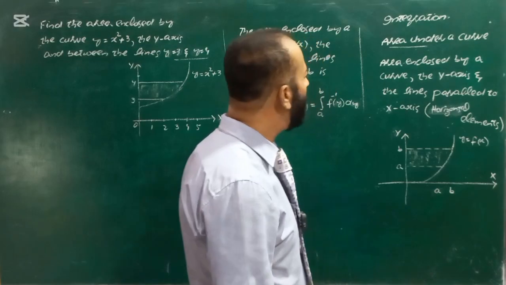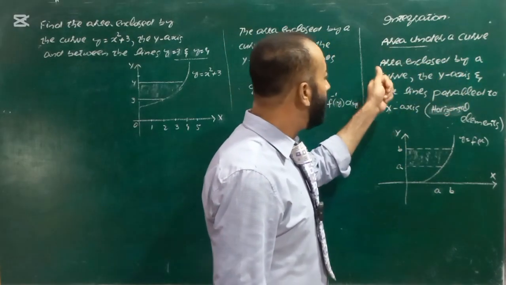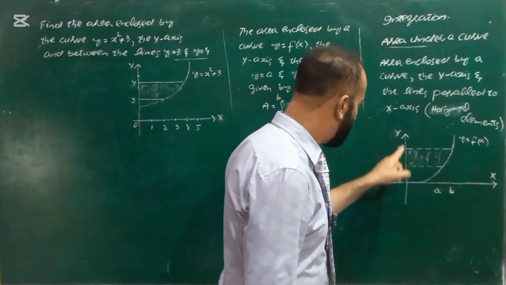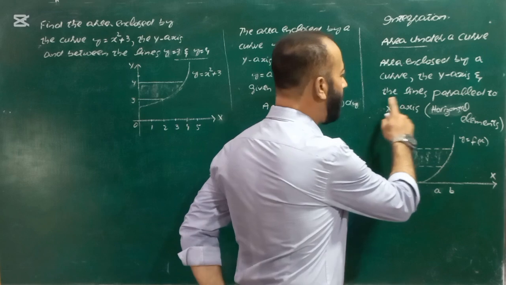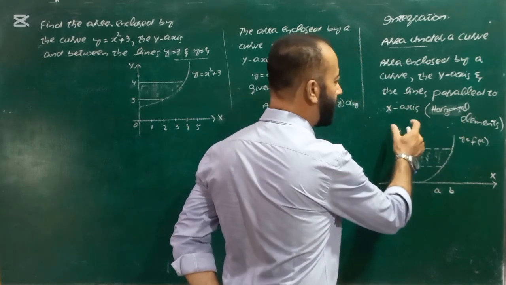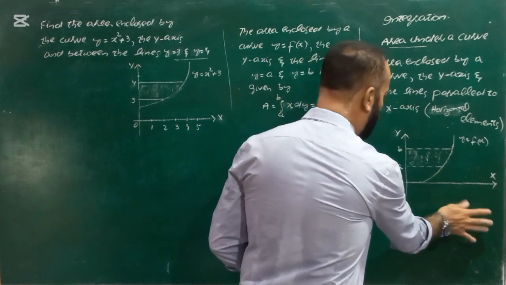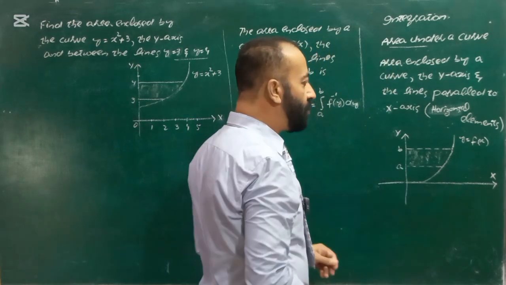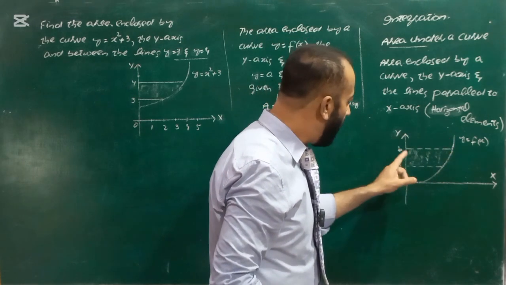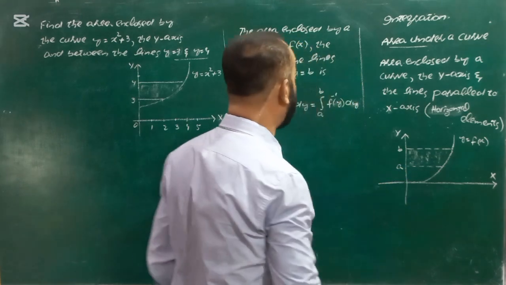The next topic which we are going to read in the area under a curve is the area enclosed by a curve, the y-axis, and the lines parallel to the x-axis. So these lines are parallel to the x-axis, that is horizontal elements. So in this case, we will be required to find the area under the curve and the y-axis and the lines parallel to the x-axis.